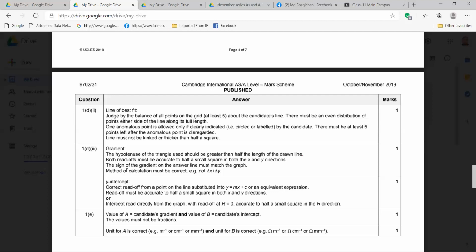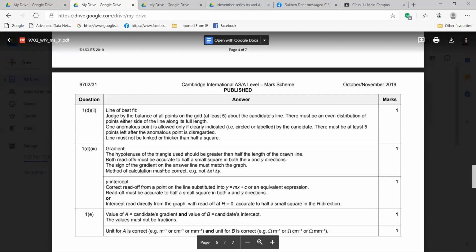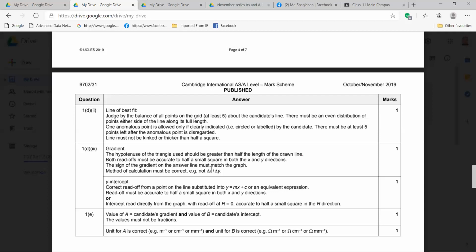Then the last point is the sign of the gradient on the answer line must match the graph. That means sometimes you are getting a positive gradient, sometimes you are getting a negative gradient. That time if it is a negative gradient going down, it is a straight line going down, your gradient should be negative, right? It should match.